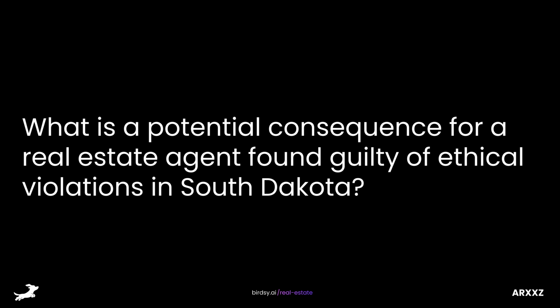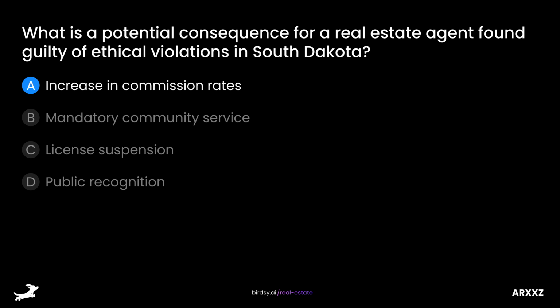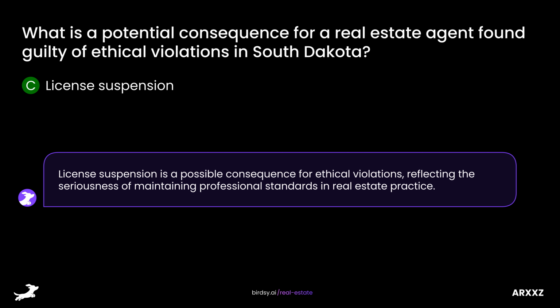What is a potential consequence for a real estate agent found guilty of ethical violations in South Dakota? Is it A, increase in commission rates, B, mandatory community service, C, license suspension, or D, public recognition? The answer is C, license suspension. License suspension is a possible consequence for ethical violations, reflecting the seriousness of maintaining professional standards in real estate practice.